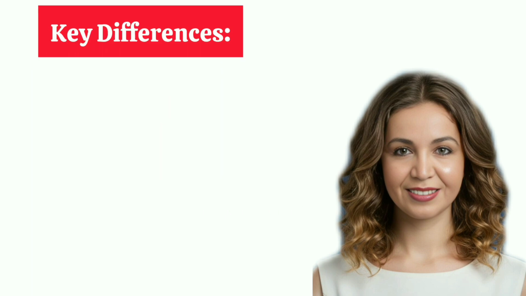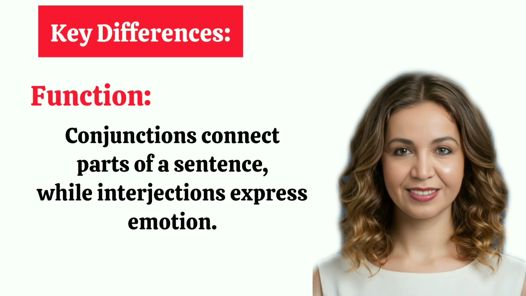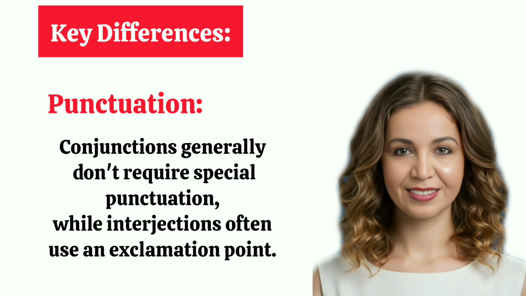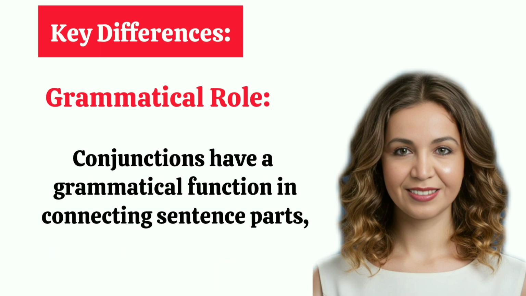At the end of this lesson, let's have a look at the key differences. Function: conjunctions connect parts of a sentence, while interjections express emotion. Punctuation: conjunctions generally don't require special punctuation, while interjections often use an exclamation point. Grammatical role: conjunctions have a grammatical function in connecting sentence parts, while interjections are grammatically independent.